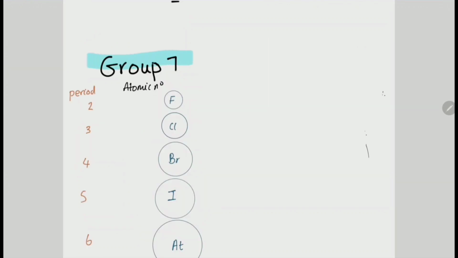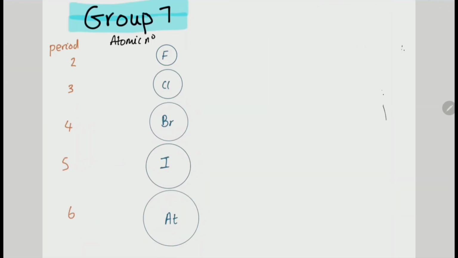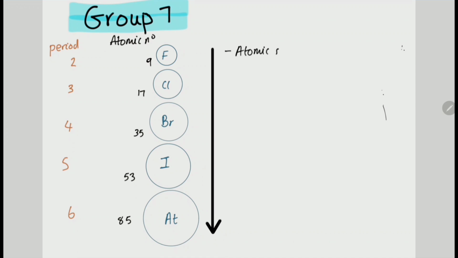Now let's take a look at group 7 elements. We're going to look at the reactivity down the group again. They are from fluorine all the way to iodine. Let's look at the atomic number: 9 for fluorine, 17 for chlorine, 35 for bromine, 53 for iodine, 85 for astatine. So again, the atomic size or the atomic radius increases as you go down the group, and I've explained that for group 1, so it's the same for all the groups in the periodic table.